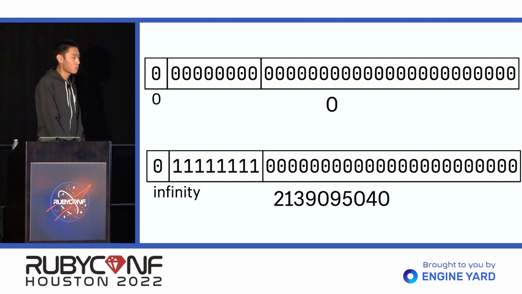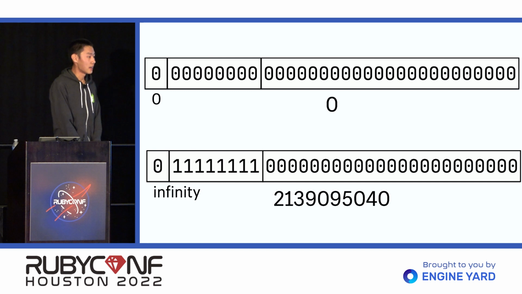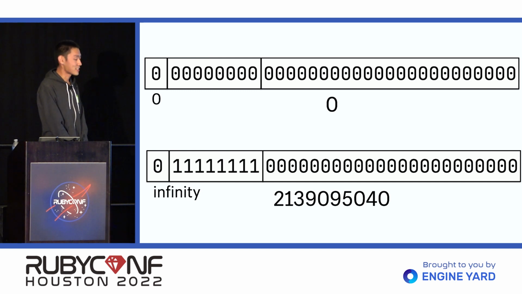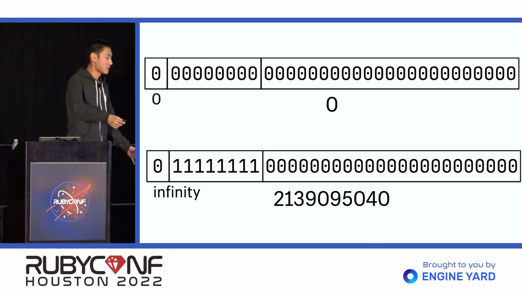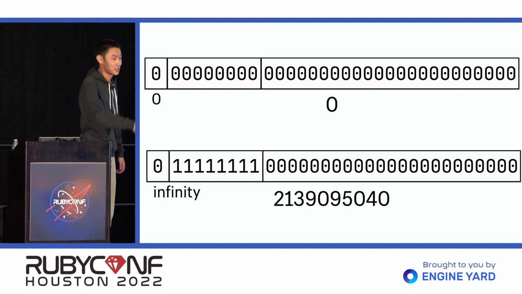Yeah, so the question was, why are there 8 million ways to denote not a number? And the answer to that is, you'll have to ask IEEE for that.